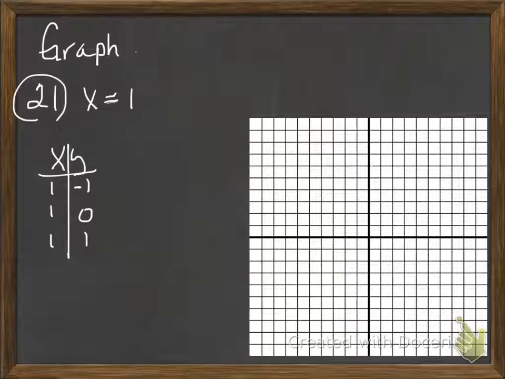Some of y'all may have this graph memorized. If you don't, making a t-chart may be helpful. So then I'm going to graph the point to the right 1 and down 1, to the right 1 and 0, to the right 1 and up 1. And if you'll notice, that creates a vertical line. Anytime your equation just has an x in it, your line will be vertical. Anytime your equation just has a y in it, your line will be horizontal.